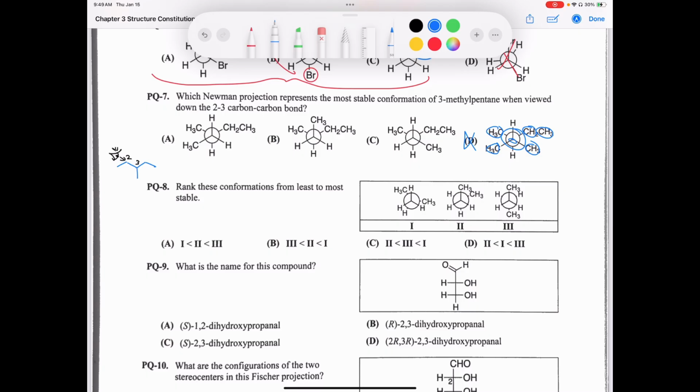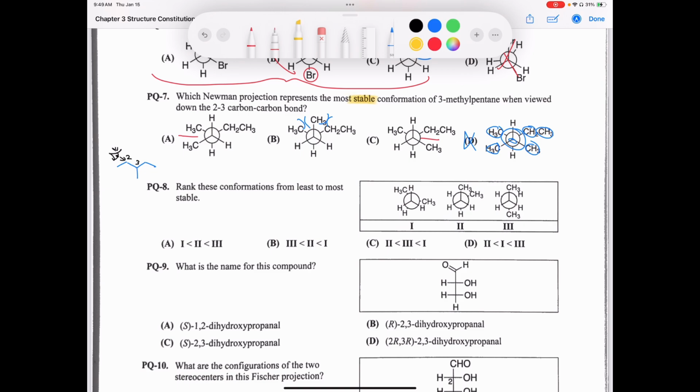So if we take a look at these, you can see that B is going to be a high energy because we have 2 gauche interactions here. Now in C, we have a gauche interaction, and in A, we have a gauche interaction. But remember, we're looking for most stable.